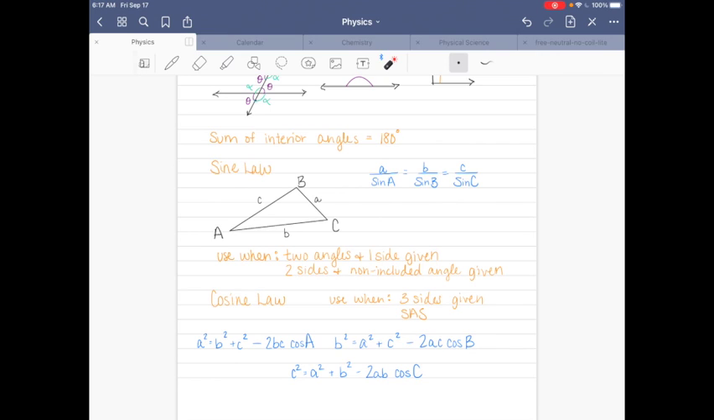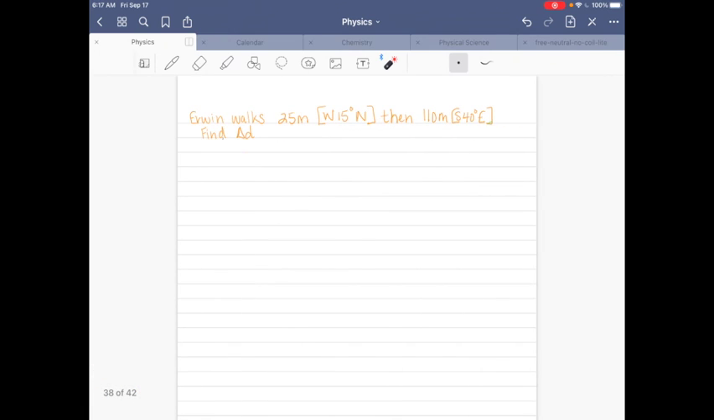These equations, both the sine law and the cosine law, I will be giving you. You do not have to memorize those for a test or anything. So to practice, we have Erwin walks 25 meters west, 15 degrees north, then 110 meters south, 40 degrees east. Find our displacement.